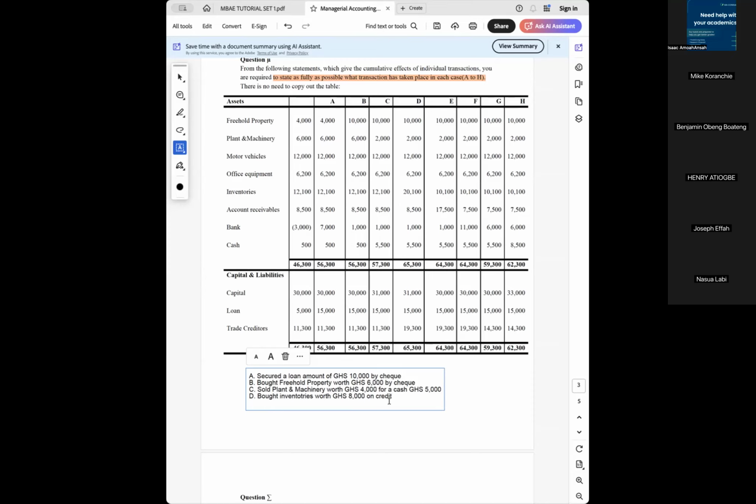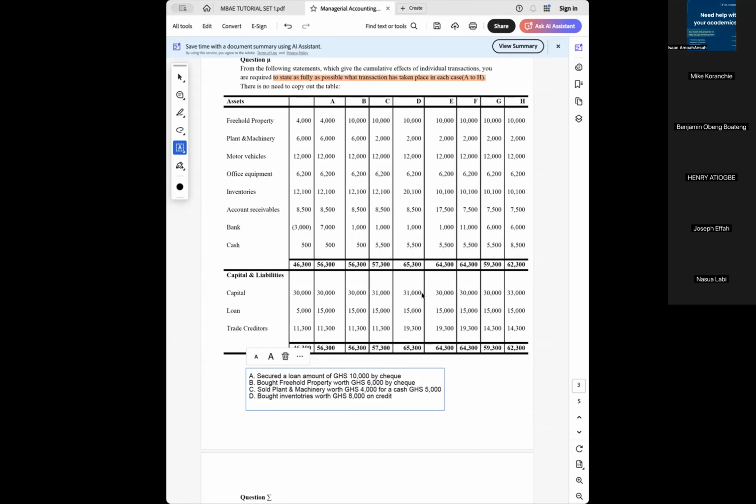Okay, so we see a change in inventory from 20,100 to 10,100, meaning we sold goods of about 10,000. And we see a change in accounts receivable from 8,500 to 17,500, which shows an increase of 9,000. However, there is an increase in capital of 1,000, meaning there's a profit somewhere.